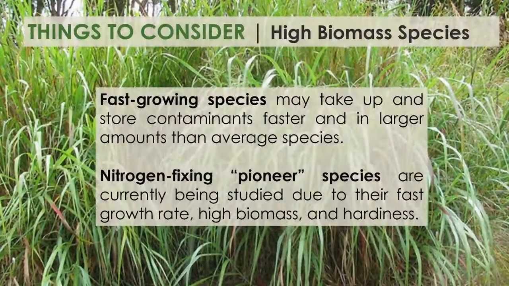So when we're trying to employ this type of technique, we want to choose species that have a high biomass. So fast-growing species that are going to take up and store a lot more contaminants during the growing season than a species that, you know, doesn't produce very much biomass. Also, nitrogen-fixing pioneer species are currently being studied due to their fast growth rate, high.